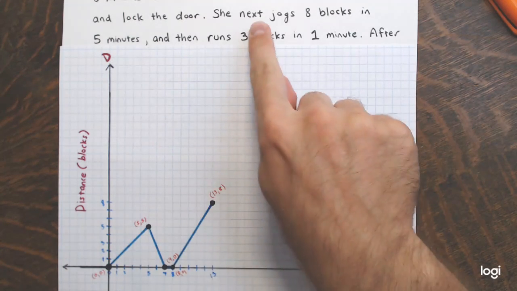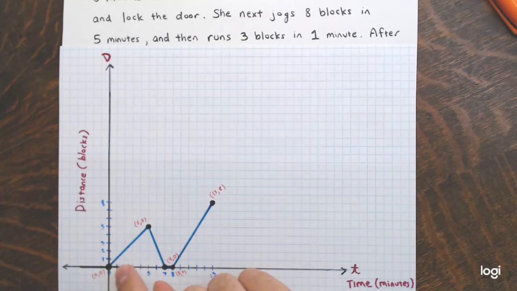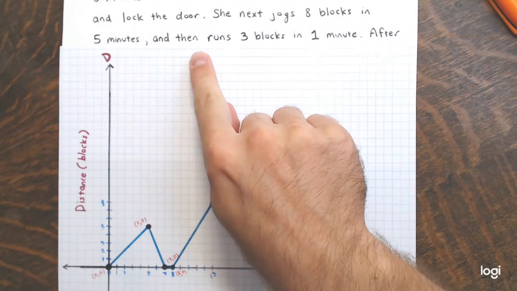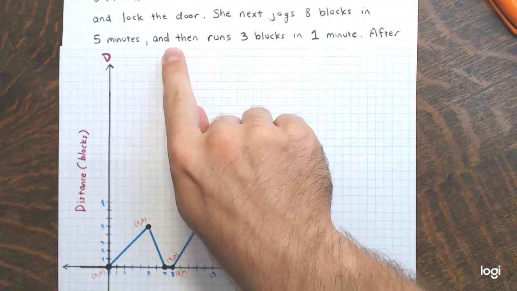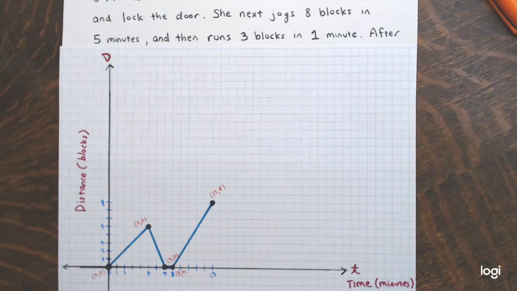Alright, so that's the jogging 8 blocks in 5 minutes, right? So now 13 minutes after she started, she is 8 blocks away from her house. Alright, and then after the jogging 8 blocks in 5 minutes, she runs 3 blocks in 1 minute.